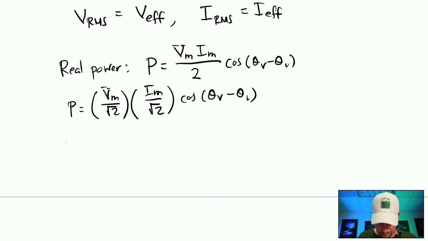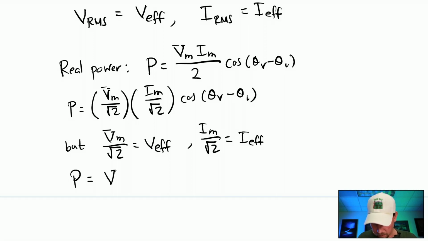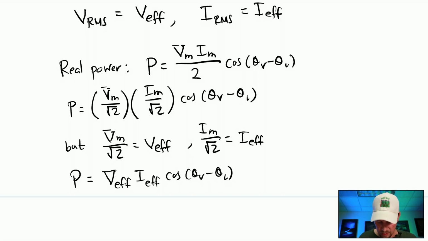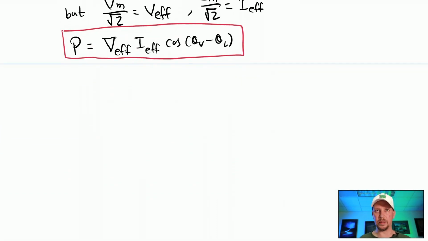But for a perfect sinusoid, Vm over the square root of 2, this is the effective or RMS voltage. And Im over the square root of 2 for a perfectly sinusoidal signal, this is I effective. So the average or real power can be calculated if you know the RMS value of the voltage and the RMS value of the current, multiply those two together times the cosine of theta v minus theta I, and you end up with another way of calculating the real power delivered to a circuit element.